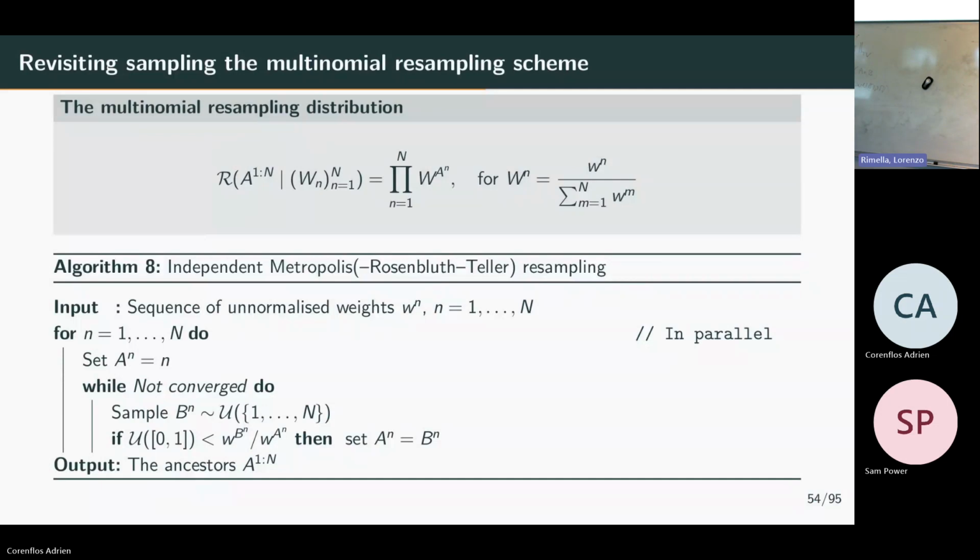And then I only need to understand how I accept it. Well, I accept C with probability pi of C divided by pi of i, and then for the other chain, pi of C divided by pi of j.